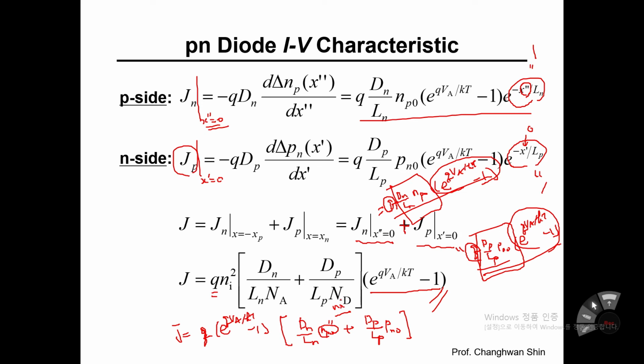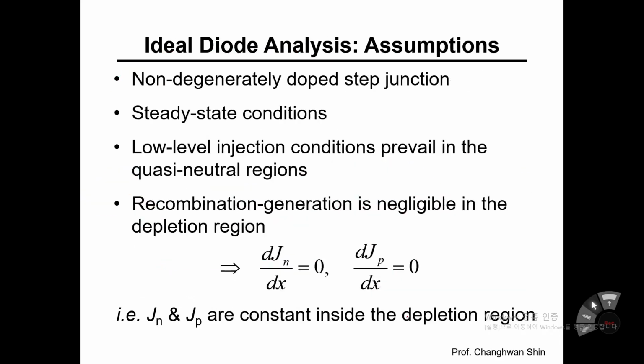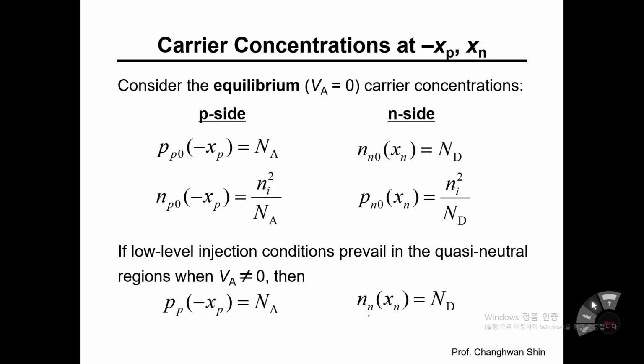Yes, ni squared divided by Na, and pn naught was ni squared divided by Nd. If you missed this point, let's move back. There we go. np naught is ni squared over Na, right? And pn naught is ni squared over Nd. So remember those, and let's move forward.